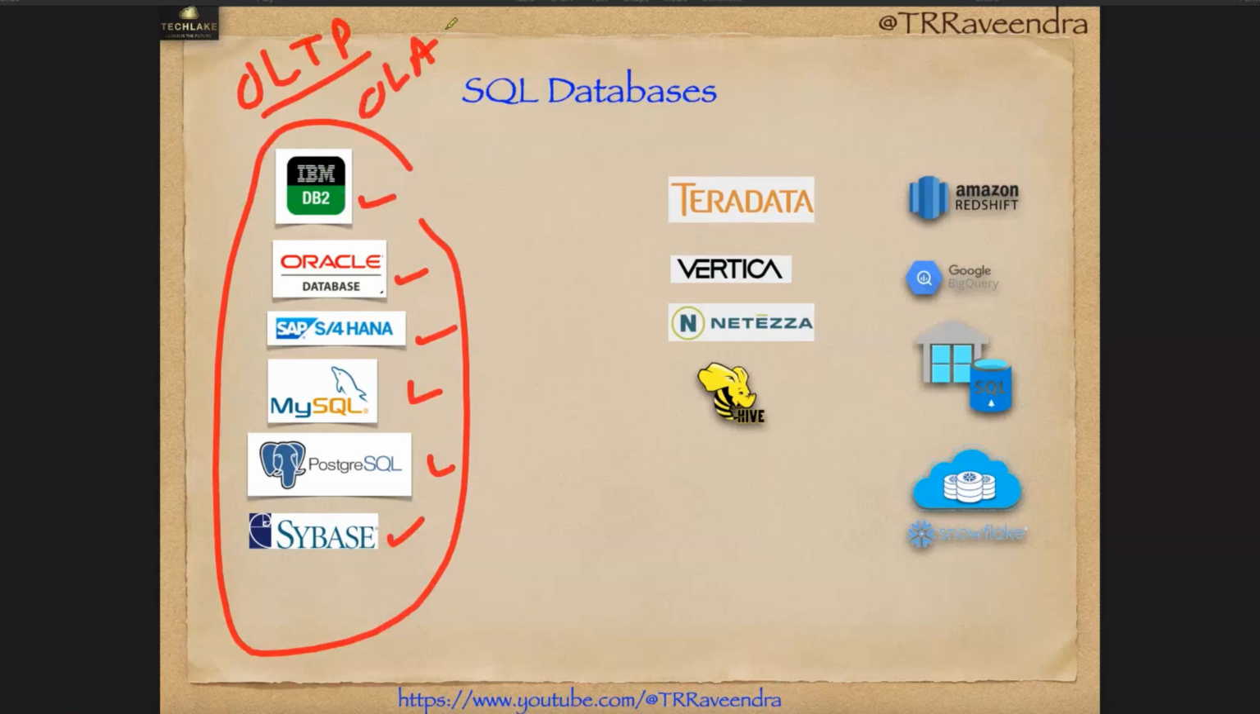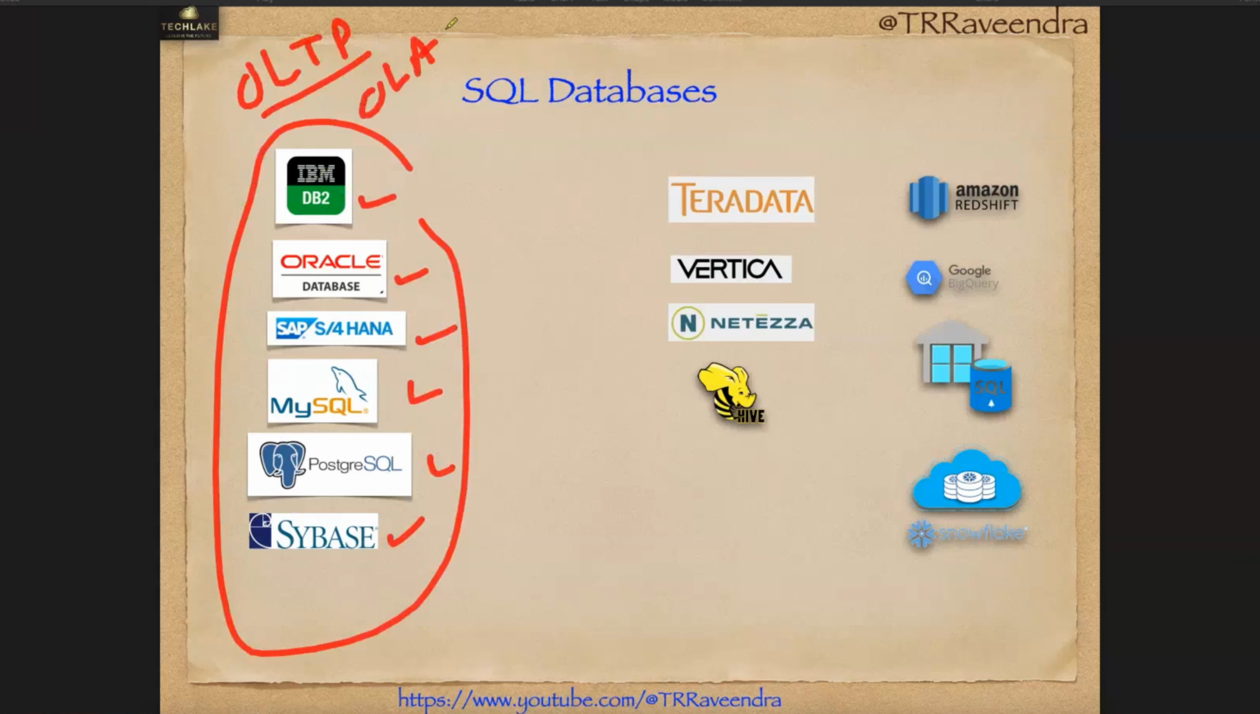Then some databases are available at cloud, MPP data warehouses. These are on-premises MPP data warehouses, cloud-based MPP data warehouses. Like Teradata is providing MPP data warehouse. Vertica is an open source. Netezza from IBM, MPP data warehouse. Hive from HDFS, open source distributed file system.